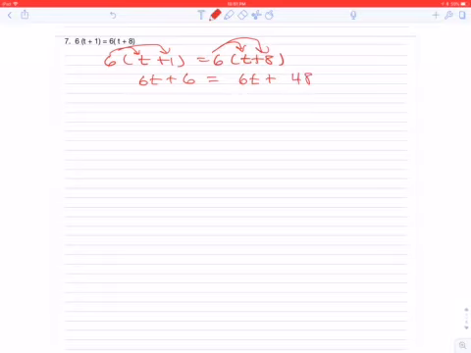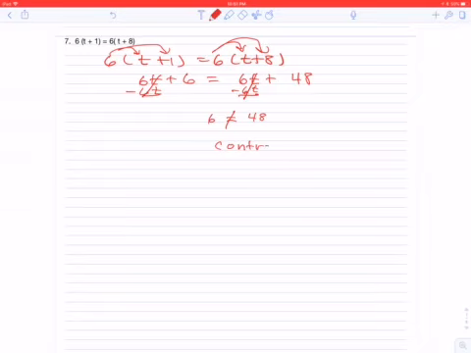All right, so there are t's on both sides of the equal sign. I'm going to get rid of one of them. Let's get rid of this one. So if I subtract 6t from here, I have to also do it to the other side. I get rid of all the t's. So what I'm left with is a statement that 6 equals 48. That can't be. 6 can't equal 48. We call this a contradiction. And we say that there's no solution.